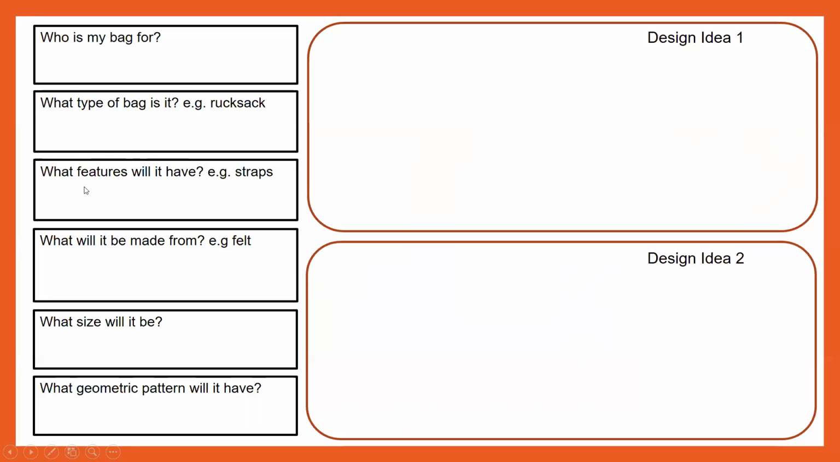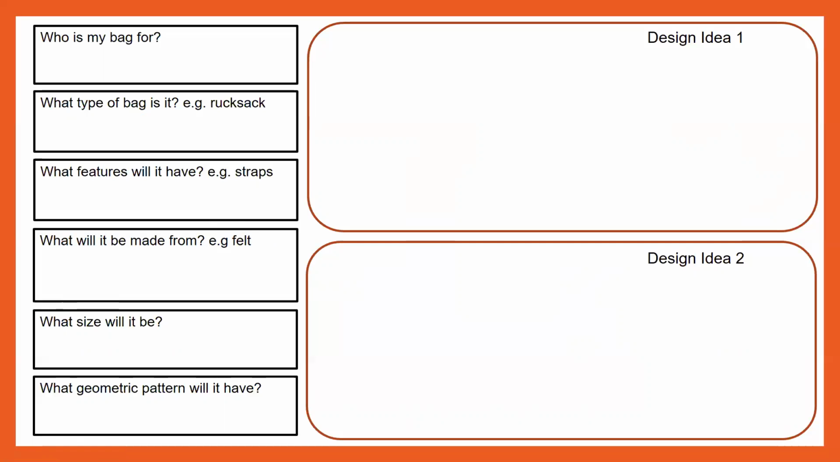What particular features will it have? Okay, will it have straps? Will it not? How will it attach to his body? Then the next box says, what will it be made from? Okay, we know the main part of our bag will be made from felt, but is there going to be anything else? You need to list all of the things you're going to make your bag from.